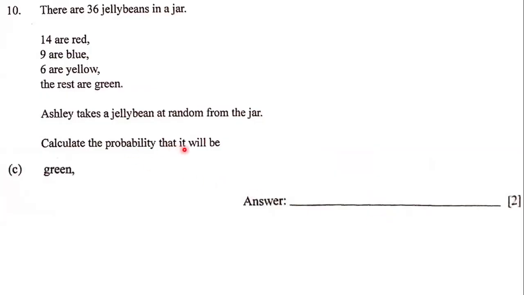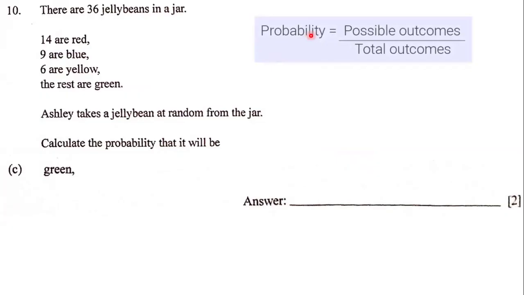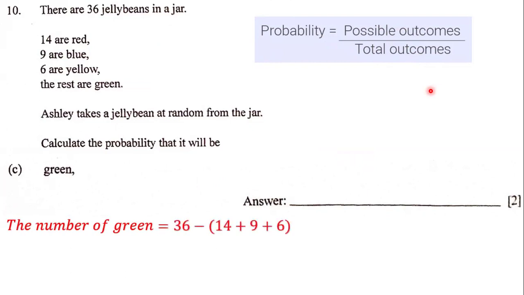Now we want to calculate the probability that it will be green. Remember, the formula for probability is possible outcomes divided by total outcomes. What is the number of green? Well, the number of green is 36 minus 14 plus 9 plus 6. And 14 plus 9 plus 6 is 29. So the number of green is 36 minus 29, which is 7. So the probability of green is 7 over 36, because there are 7 green jelly beans and a total of 36 jelly beans in the jar. That's the probability that Ashley takes a green jelly bean at random from the jar.